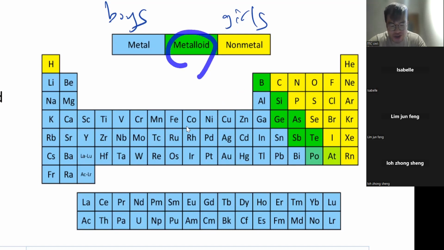You know what is metalloid? Metalloid is half metal. They can't decide they want to be boy or girl, so they just stick to the middle. Okay, yes, trans. Yeah, put it that way, okay, whatever it is.